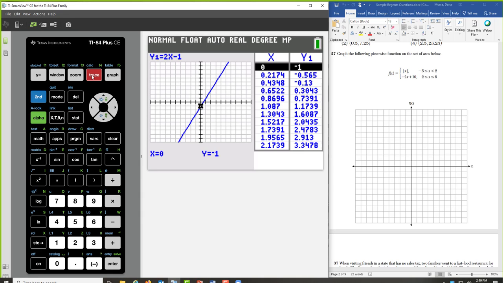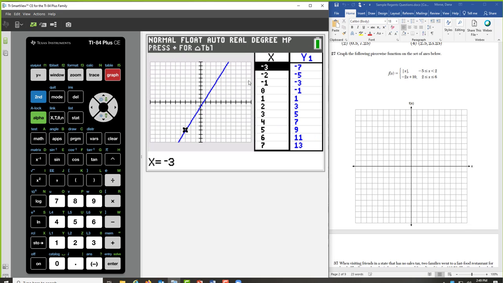They'll hit the trace key and look what happened to my table. Oh no. Don't hit trace. Quick fix. Just put your cursor in the table. Second graph. Notice, once you put your cursor in the table, it has a darker border. It fixes everything.